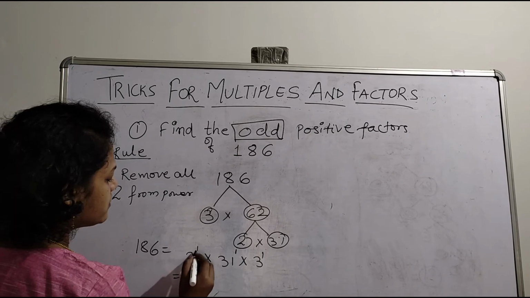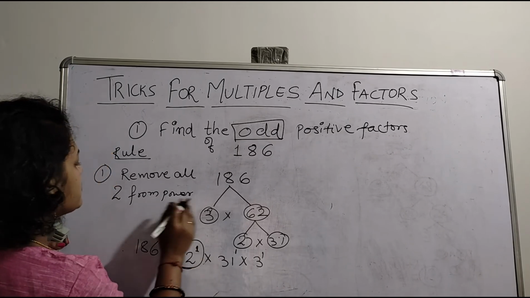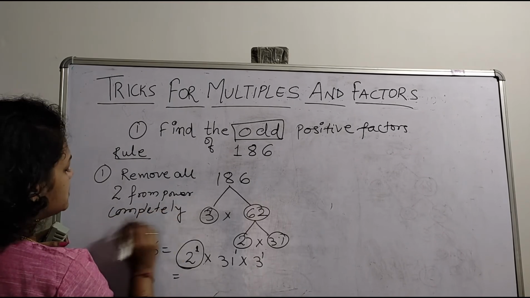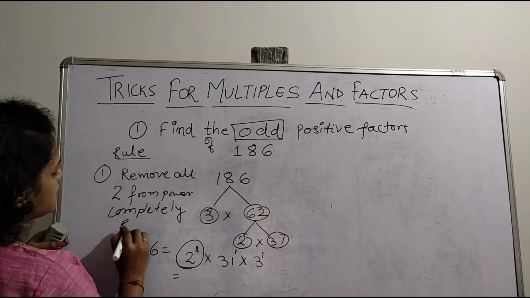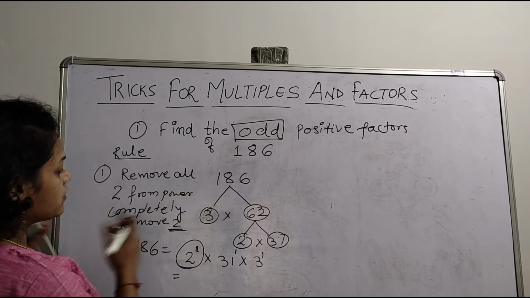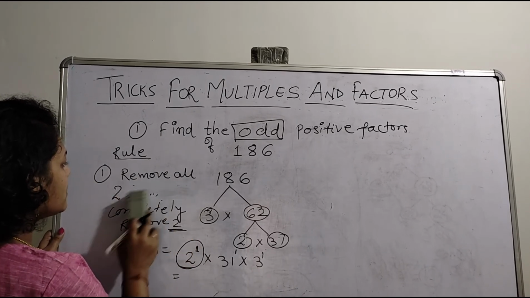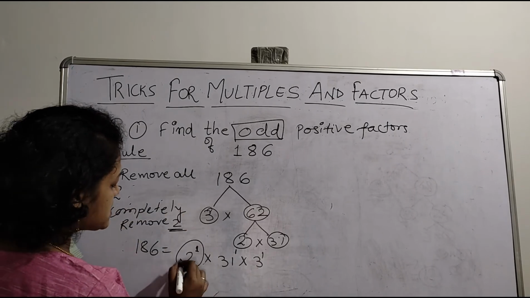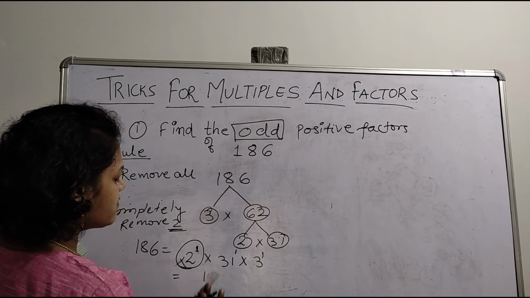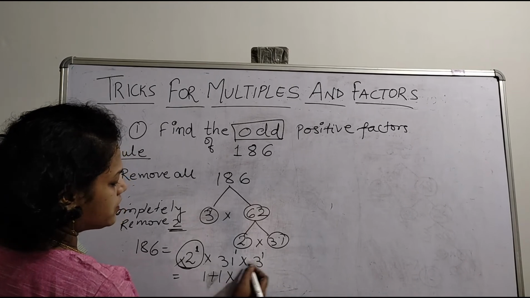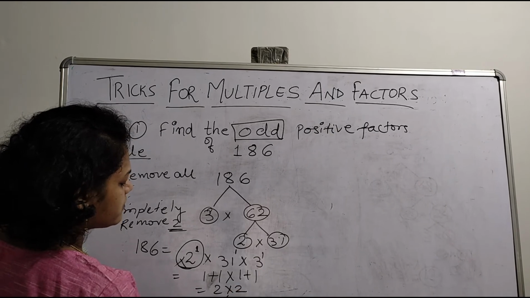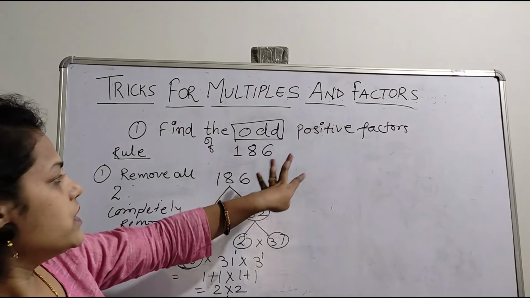So here what you have to do, you have to remove this completely, means you have to remove 2 completely, not only the power. Remove all 2, or you can say, completely you have to remove it from this. Here 1 plus 1, again the same method, you have to add the powers and you have to put multiplication as it is, 1 plus 1, here 2 into 2 you will get 4 factors of odd positive number in this 186.